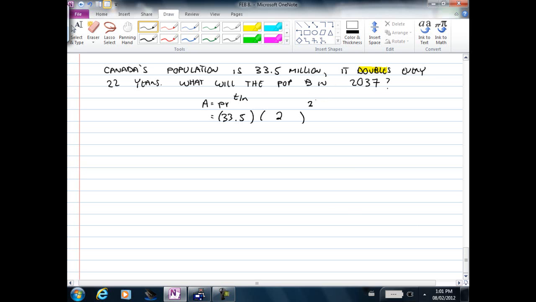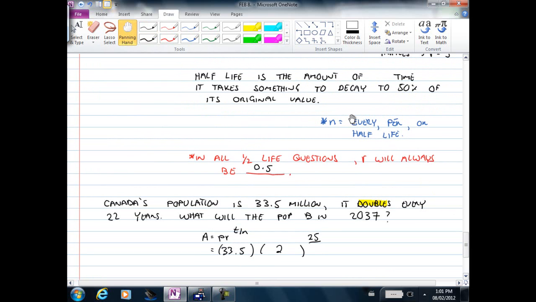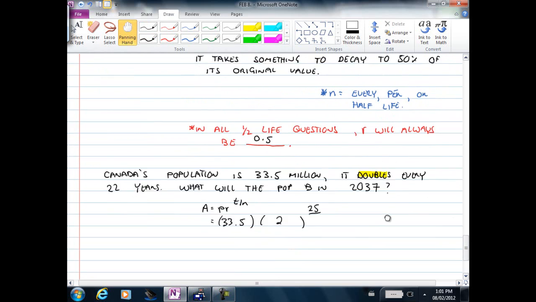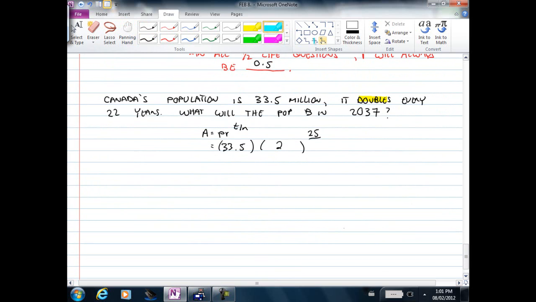Now, here's the next question. What the heck is N? See, N, we look for keywords. I mentioned to you N is every, per, or half-life. And I look, there's one word in there that stands out. Hey, look, there's that word every. So every refers to N. Now, sometimes you have another English word similar to every, each. It's the same concept. Each 22 years. So that's your N value, 22. Plug it in.